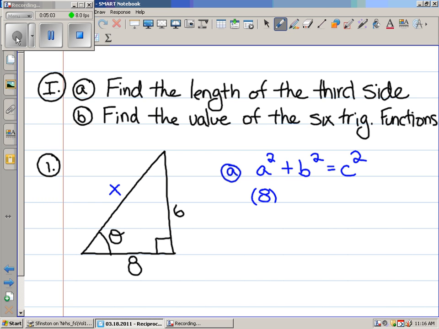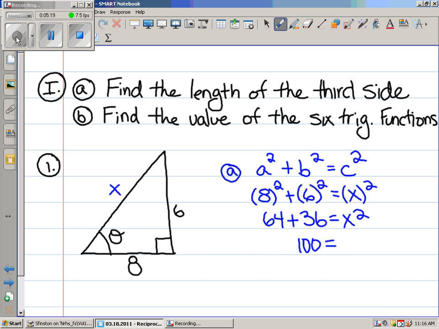Okay, let's do this. So we're going to do 8 squared plus 6 squared equals x squared. 64 plus 36 equals x squared. 100 equals x squared. That means x has got to be 10. It's a Pythagorean triple. Hill, tell us, what is a Pythagorean triple?